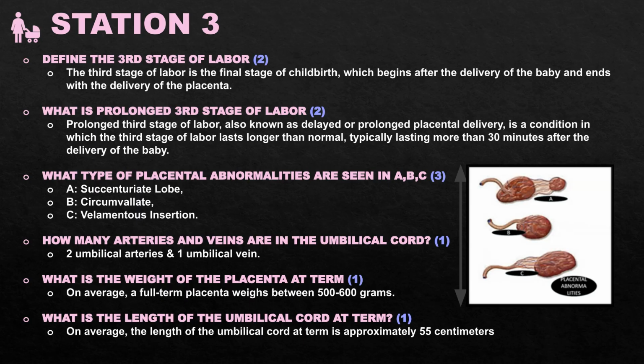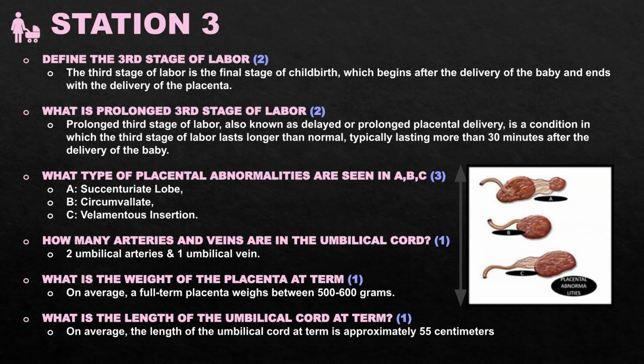Placental abnormalities. The abnormalities shown are: A, a succenturiate lobe, an accessory lobe separate from the main placenta. B, circumvallate placenta, a condition where the placental membranes fold inward. C, velamentous cord insertion. The umbilical cord inserts into the membranes rather than directly into the placenta. This can increase risk of vasa previa and fetal bleeding.